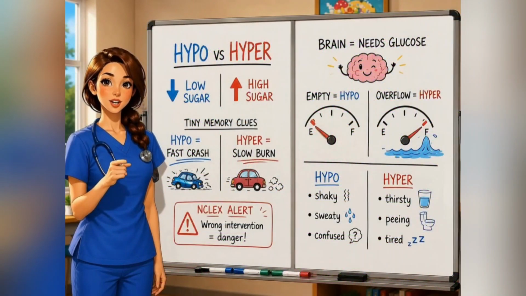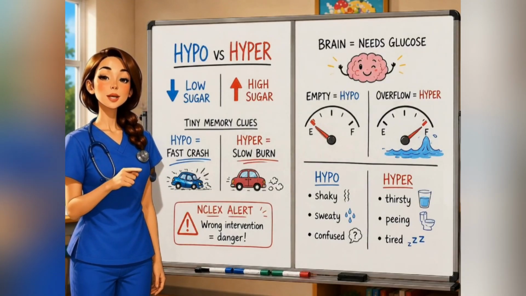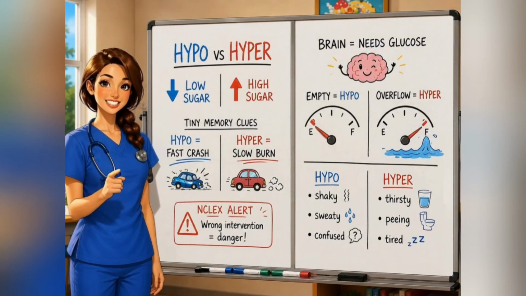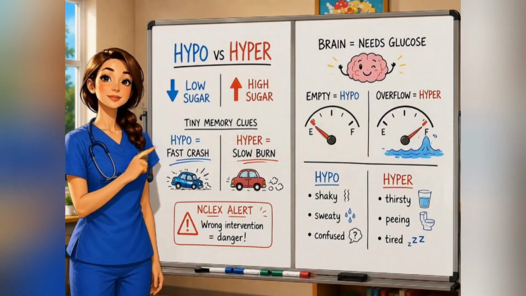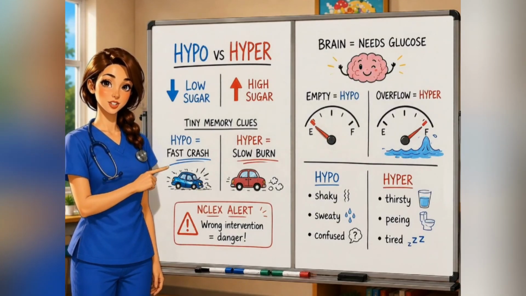Okay, real talk. You are going to see one of these patients on the NCLEX, and one of them will try to trick you. Hypoglycemia, hyperglycemia. 2 words, 1 letter difference, completely different emergencies.